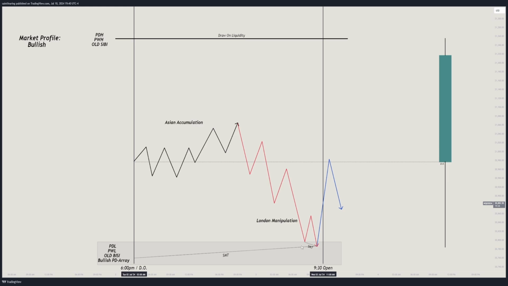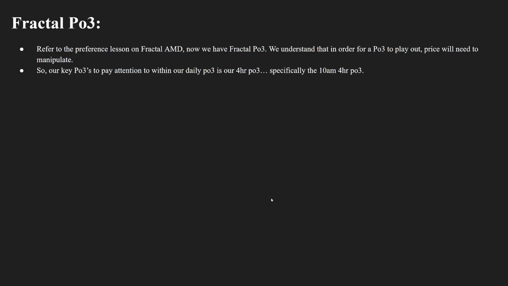So again, SMT being a confirmation for reversal. So seeing SMT at our previous day low, previous week low, or if we're inside of a higher time frame PDRA, seeing SMT at our internal lows. So again, let's reference this as our 15-minute time frame within our daily Power 3. Refer to the previous lesson on fractal AMD. Now we have fractal Power 3.